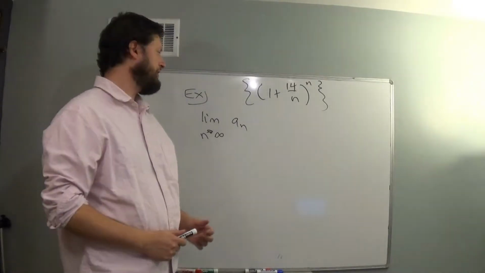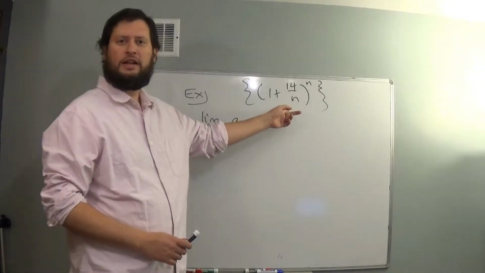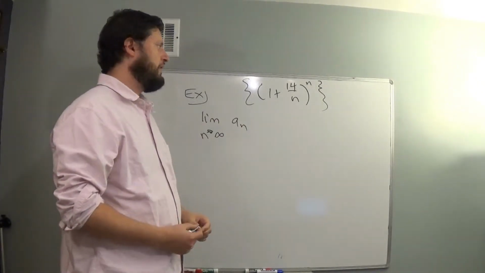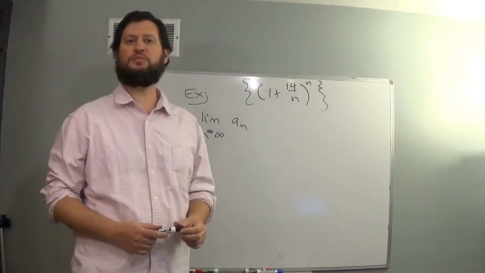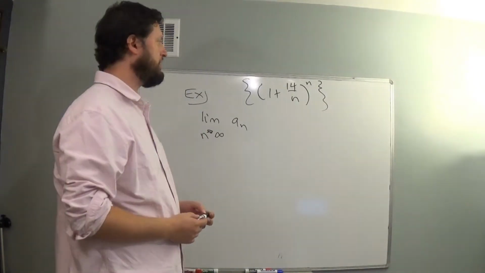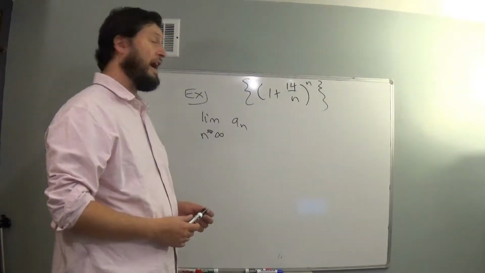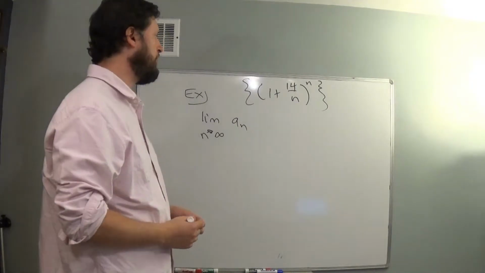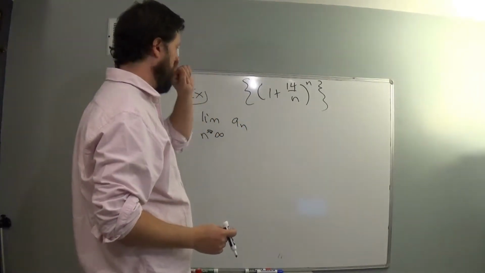In this problem, we're asked to calculate the limit as n goes to infinity of a_n for this sequence. Now this is a complicated sequence and it's going to require some algebraic trickery, but it's actually an important sequence and shows up a lot in math. And so we're going to work all the way through it and learn how we can work these problems out.